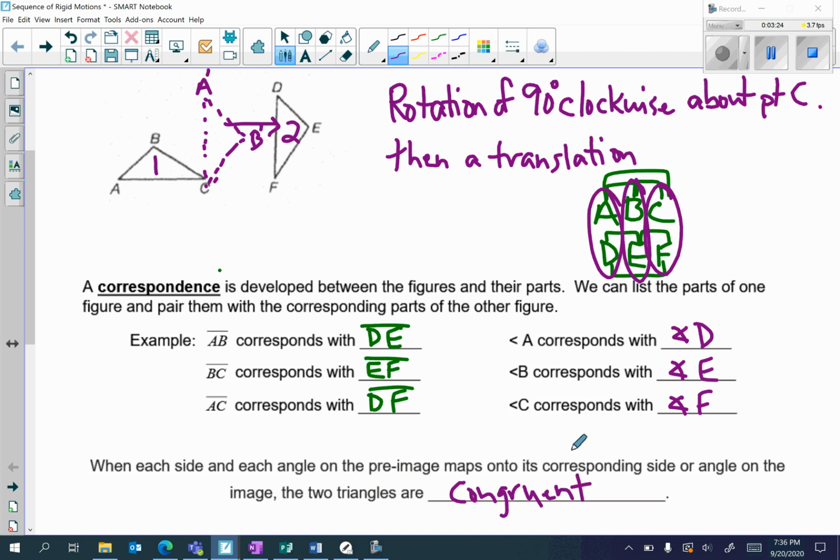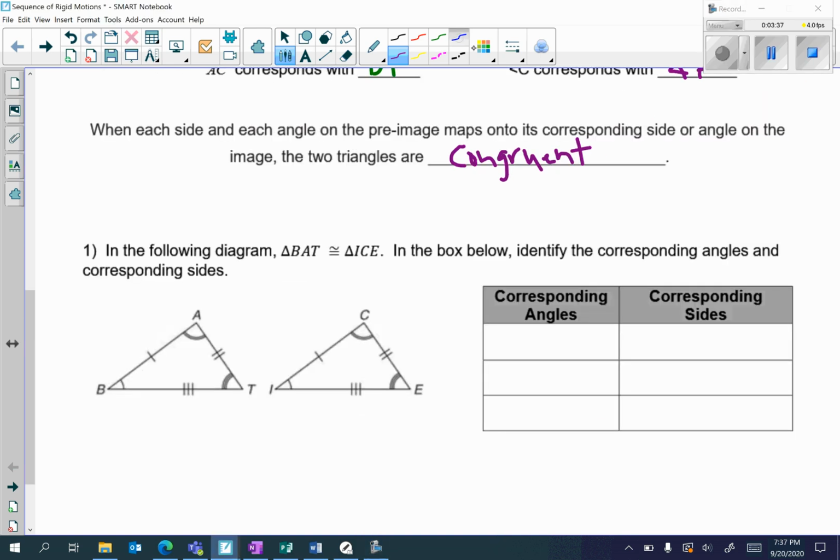So remember, I start off with triangle ABC, that's my pre-image, and after transformations occur, I end up getting triangle DEF, which is my image. Let's take a look at an example. In the following diagram, triangle BAT is congruent to triangle ICE. In the box below, identify the corresponding angles and corresponding sides.